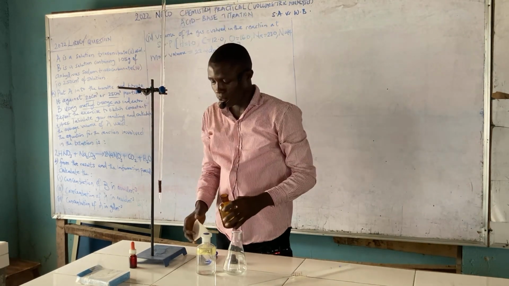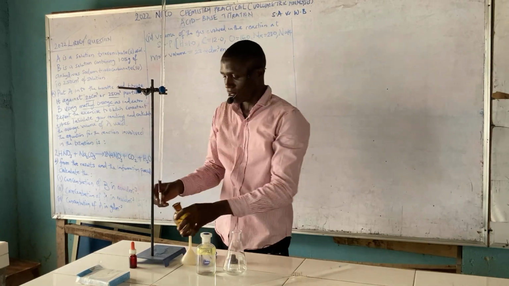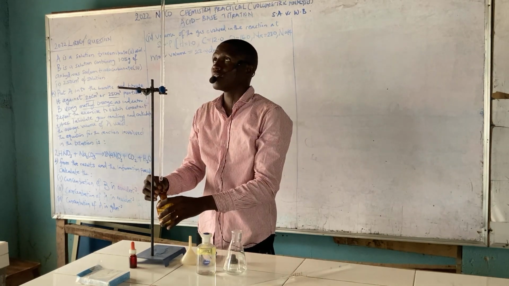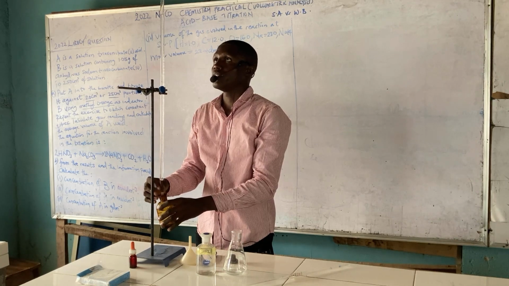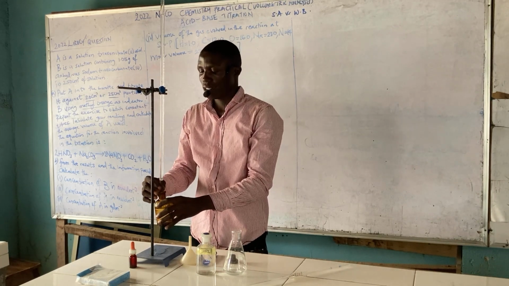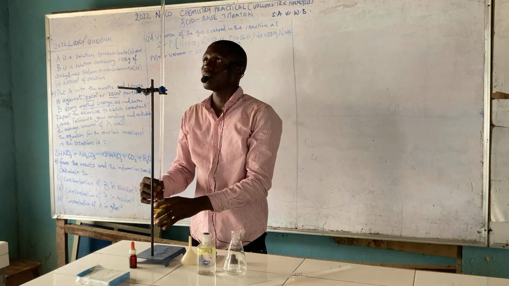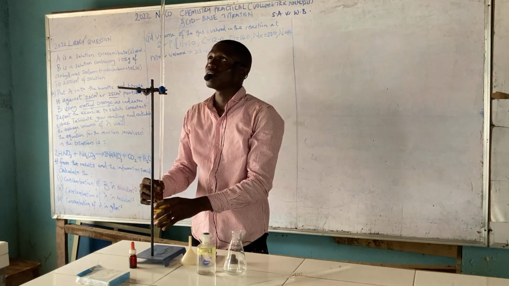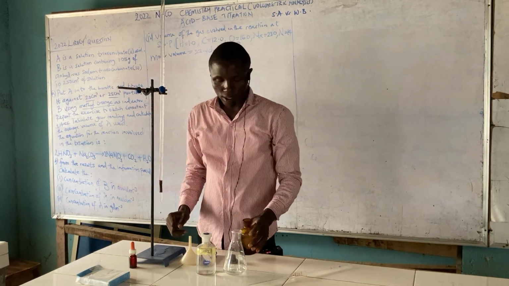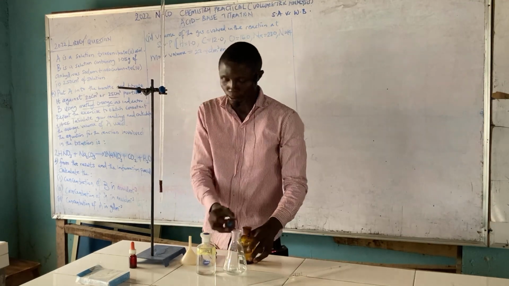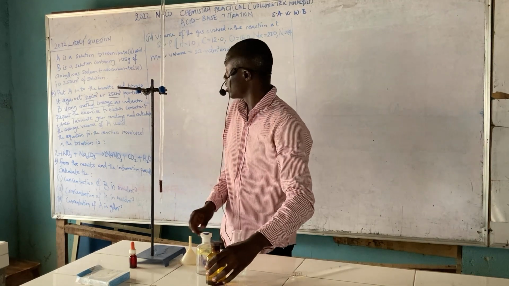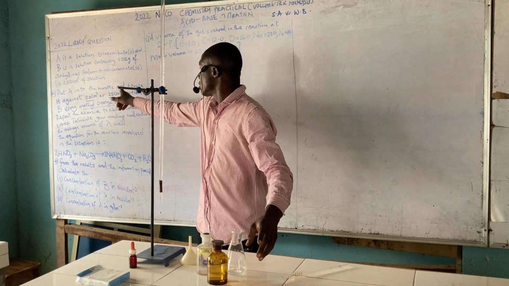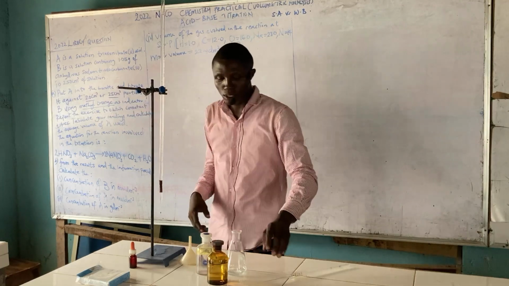So now you can reduce this down to the meniscus. So this is on the meniscus. Now we have our A filled inside the burette, and the next thing is to titrate this A with a portion of B using the methyl orange.